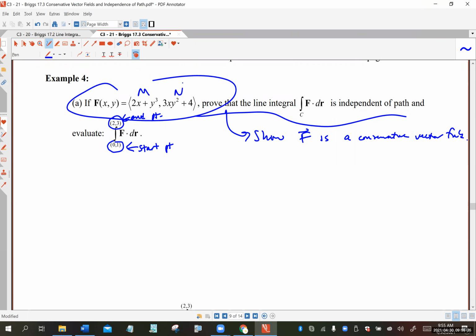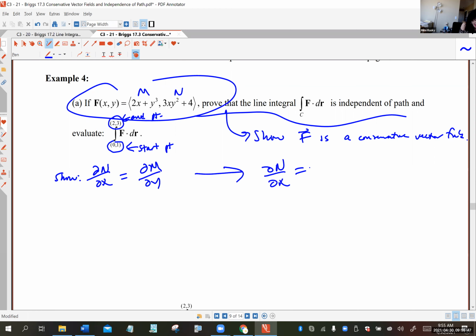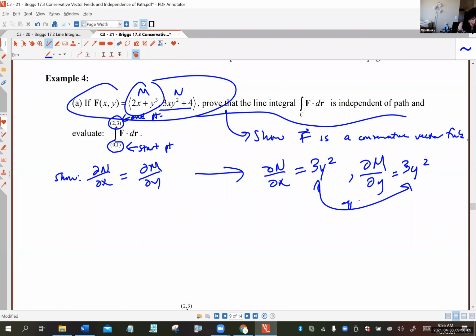The first component we call M. The second component we call N. Let's show that dN/dx is in fact the same as dM/dy. Here we go. dN/dx, the derivative of 3xy squared with respect to x. I get 3y squared. dM/dy, the partial of M with respect to y. So when we take the derivative of 2x plus y cubed with respect to y, I get 3y squared, don't you? Hey, these are equal. What does that mean? Conservative vector field. Go get mama.